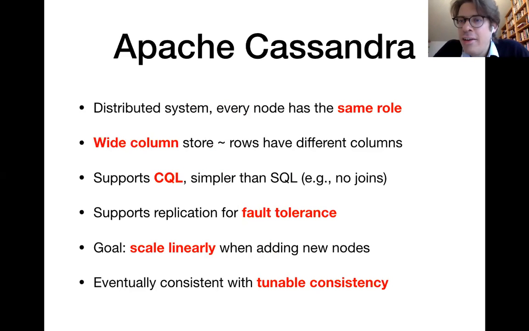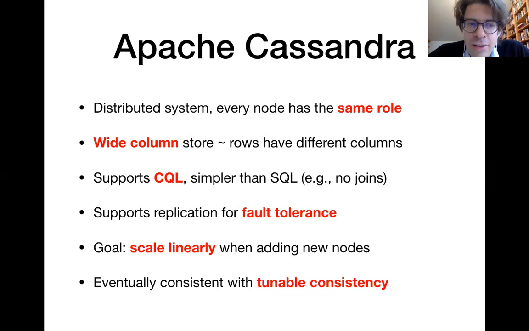Now in the following, we're going to discuss a couple of representatives of that category of systems, starting with Apache Cassandra. Now, Apache Cassandra is a distributed system. All of the nodes in that system have the same role, which means in particular that there is no single point of failure. If one node goes down, then the other nodes can continue operating.